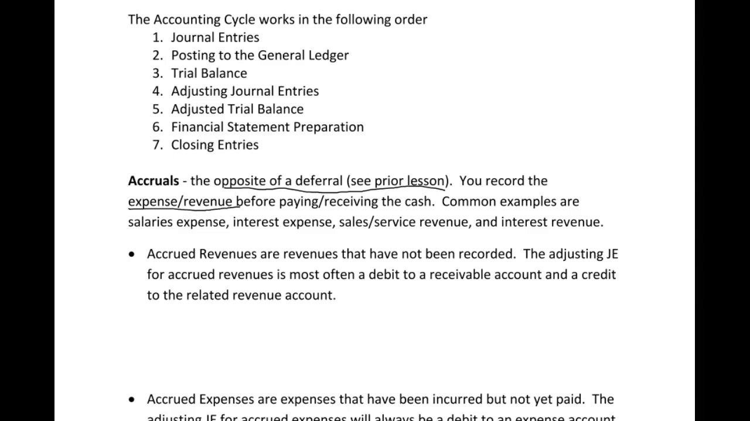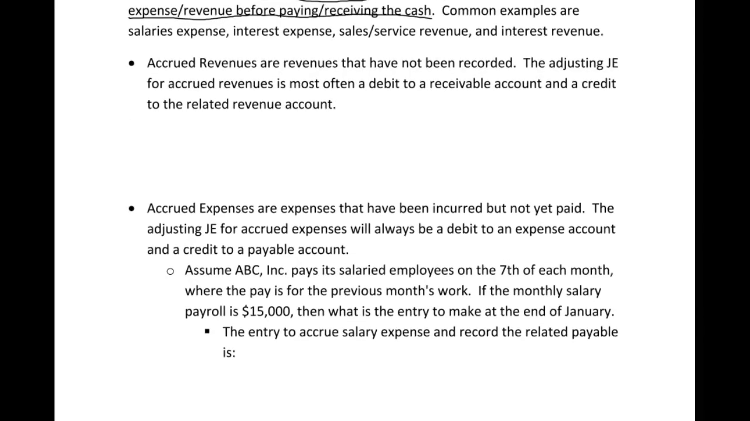Here we can see the expense or the revenue comes before the cash. So deferrals, cash comes first, revenue or expense comes second. Here it's the exact opposite. The expense or revenue is recognized first before we receive or pay the cash. All right, so you can see some common examples on the expense side, like salary and wage expense, interest expense, and then on the revenue side, sales or service revenue, and interest revenue as well. So let's just look through a few quick examples here, and then we'll do a longer example a couple of videos down the road.